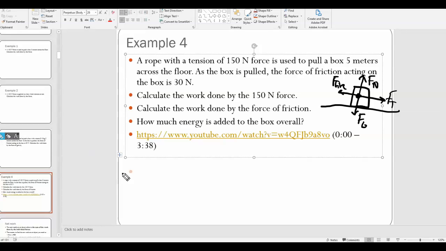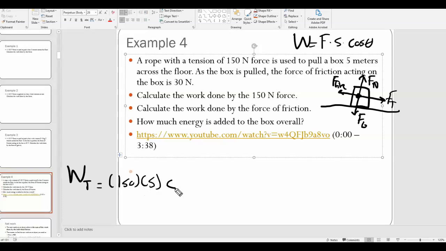Okay, so the 150 Newton force is the force of tension. And so I'm going to write Wt, that is the work done by the force of tension. Now the equation for work is Fs cosine theta. And so I am going to multiply the magnitude of the force, which in this case is 150, times the magnitude of the displacement, which is 5 meters, times cosine theta, where theta is the angle between this force and the displacement.